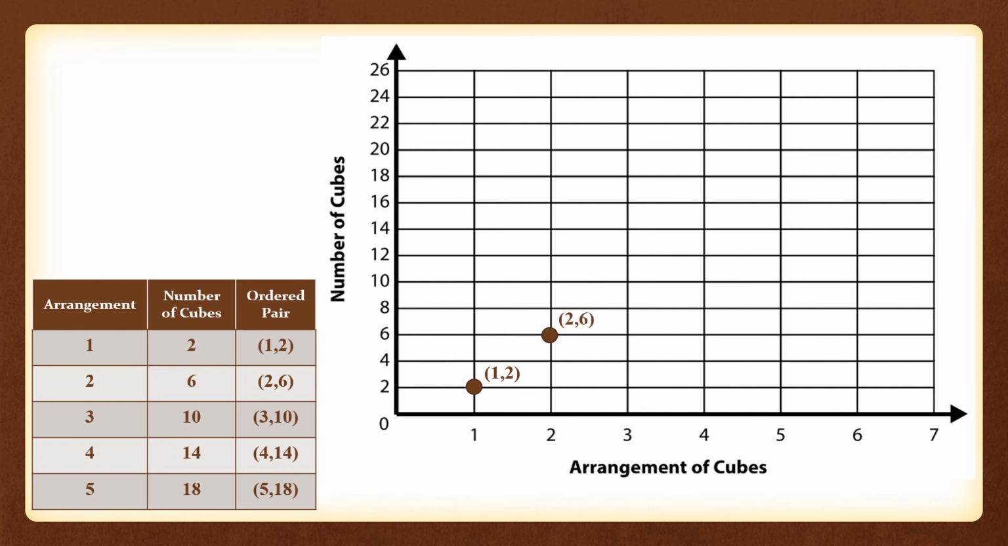The third ordered pair for arrangement number 3 is 3, 10. And arrangement number 4, the ordered pair is 4, 14. And then for arrangement number 5, our ordered pair is 5, 18. Look at all the patterns that you see occurring there, and you can see in the pattern of where the points are plotted, the x coordinate is increasing by 1, and our y coordinate is increasing by 4. Think to yourself, what would be the next ordered pair that we would plot?